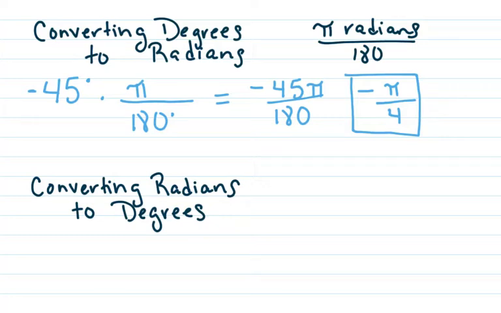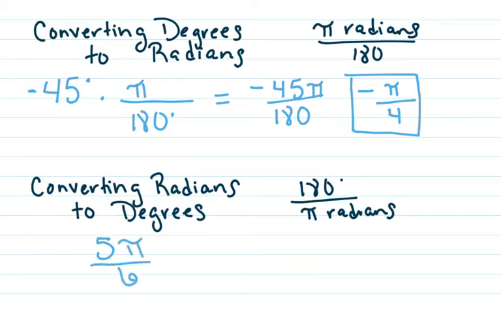All right, the only difference with going the other way is this time we are going to put our 180 degrees on the top and we're going to put pi, our radians, on the bottom. So with the example for this one, we're going to take 5 pi over 6, and we're going to take that, and this time we're going to put the 180 degrees on the top because that's what we want to be left with, and we're putting the pi on the bottom. Again, our pi's are going to cancel out.